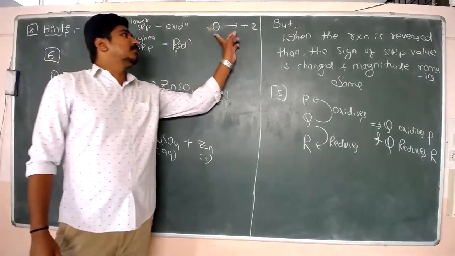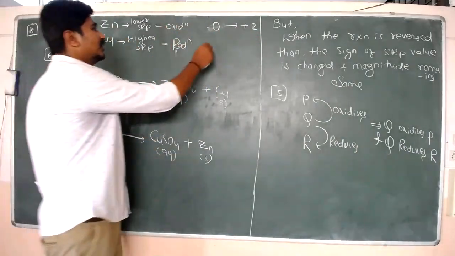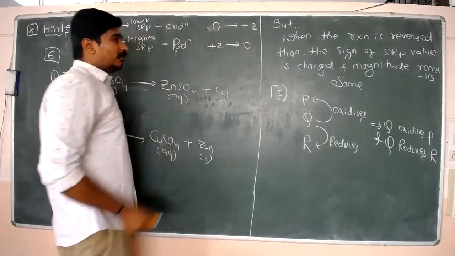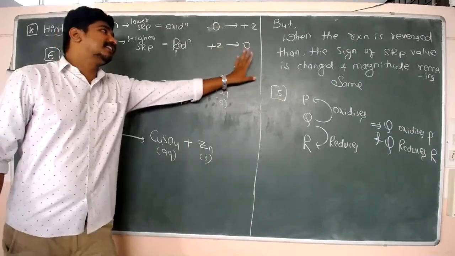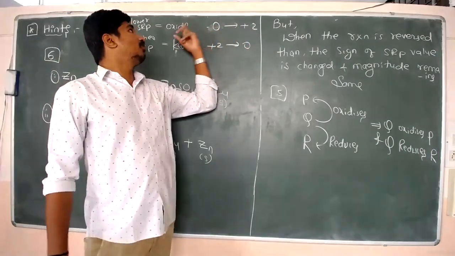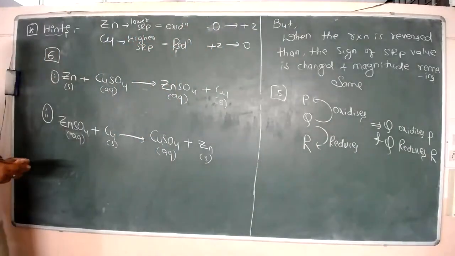Means if the oxidation number is increasing, that is called oxidation. Here +2 changes to 0, decreasing. When the oxidation number of any element decreases, that is called reduction. Oxidation number increasing is oxidation, oxidation number decreasing is reduction. Just remember. Right? Now we will check.